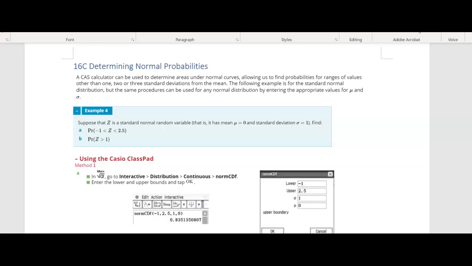Now, to do this, we just use the calculator. So there's a lot of calculator work for this section. In your notes are the instructions, but I'll also go through how to do it in your calculator as well.